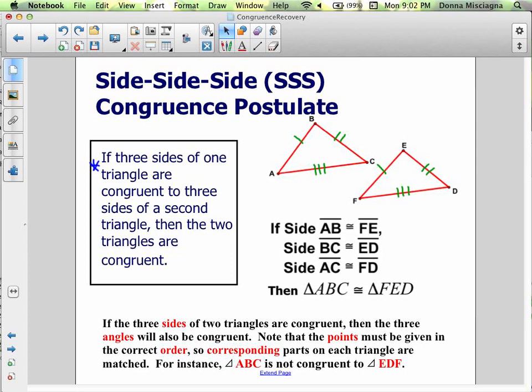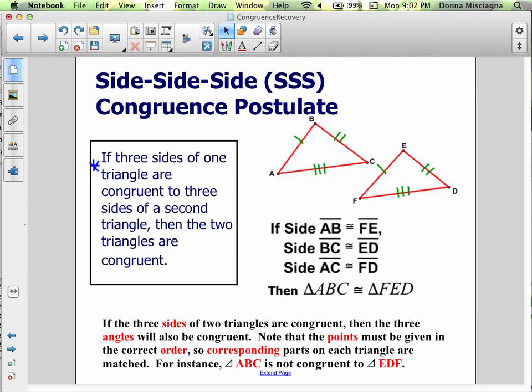This is only for triangles, right? It would not apply to other figures. For instance, I could have a square where all the sides were 5, and I could have a rhombus where all the sides are 5, and those shapes wouldn't be congruent. So this is only for triangles. If three sides of two triangles are congruent, then the three angles will also be congruent.